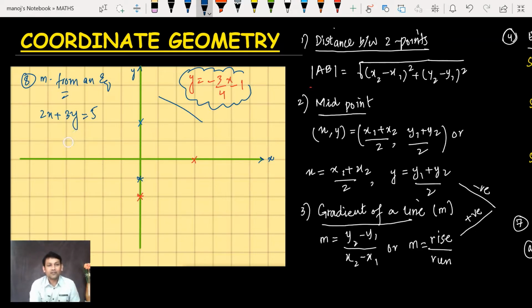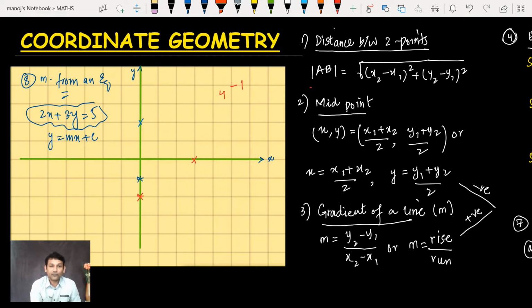So when you want to find the gradient, you have to write y equals mx plus c. This is your condition. You have to write it in this form. Now, if I want to write this equation in this form, I want to make y the subject. So 3y equals 5 minus 2x. I have to write x first, so I will write minus 2x first, then 5.